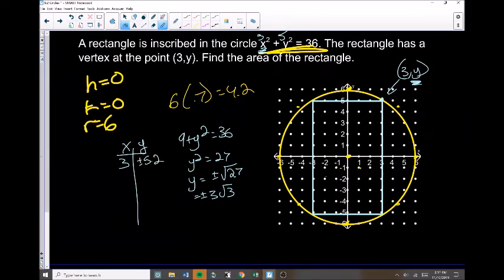Because this circle is centered at 0, 0, I could actually do plus or minus 3, plus or minus 5.2. So this is negative 3, positive 5.2. This is negative 3, negative 5.2 right here. This is 3, negative 5.2. And this top right corner was 3, 5.2.